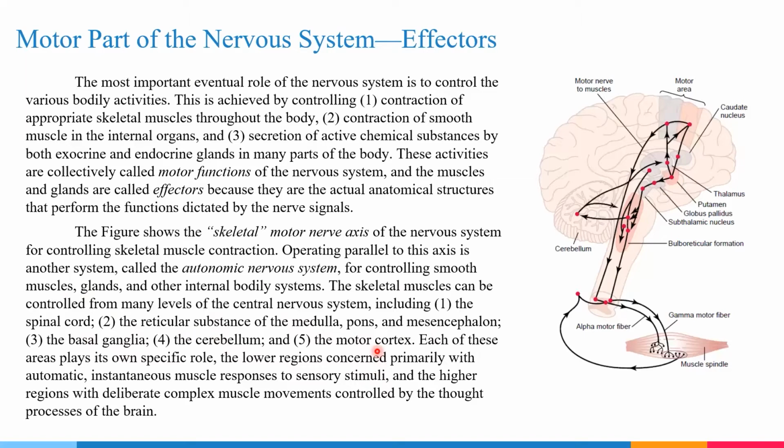So here we see that more parts of the brain can effectively control the motor part of the nervous system, and the sensory information is processed in only a little bit smaller parts of the brain. Each of these areas plays its own specific role. The lower regions concern primarily automatic, instantaneous muscle responses to sensory stimuli, and the higher regions the deliberate, complex muscle movements controlled by the thought processes of the brain.